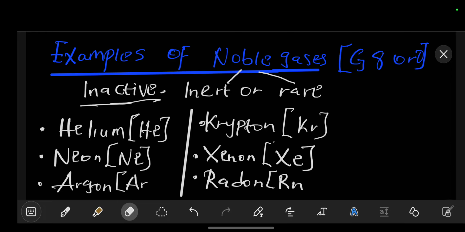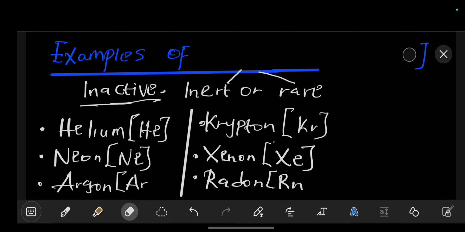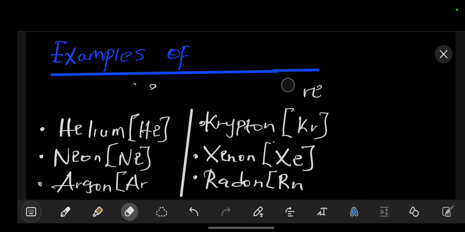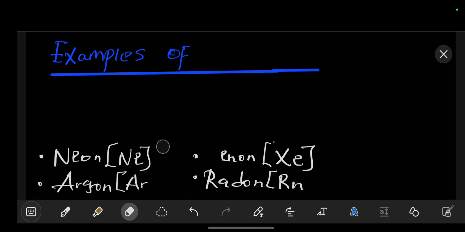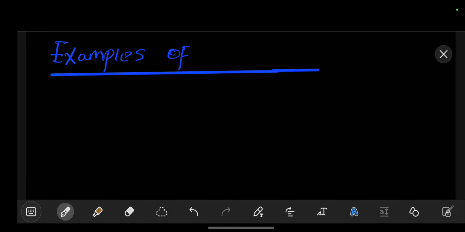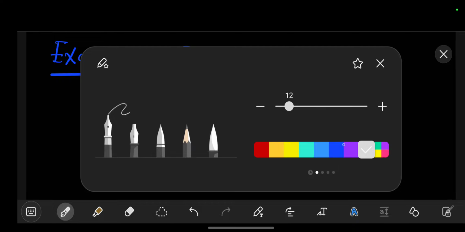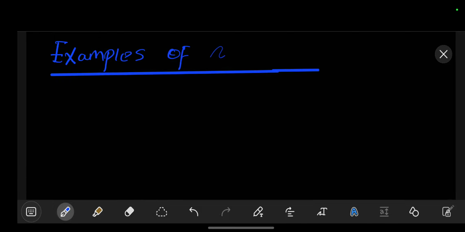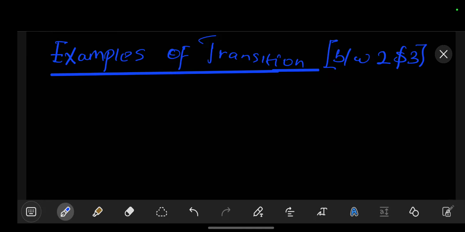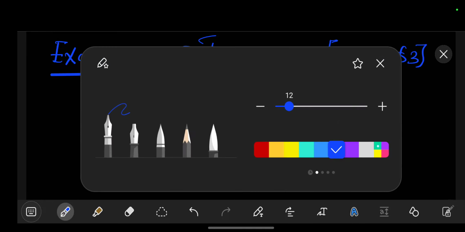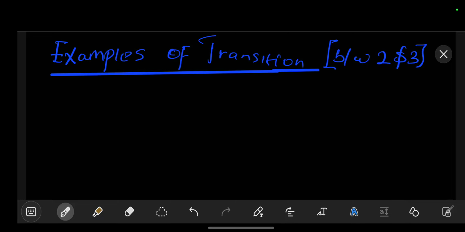Now let's move into the last example. Let's see examples of the transition melters, another very important part of elements that we'll need to talk about. Now, what you have to understand is that transition melters are found between group 2 and 3 on the periodic table.